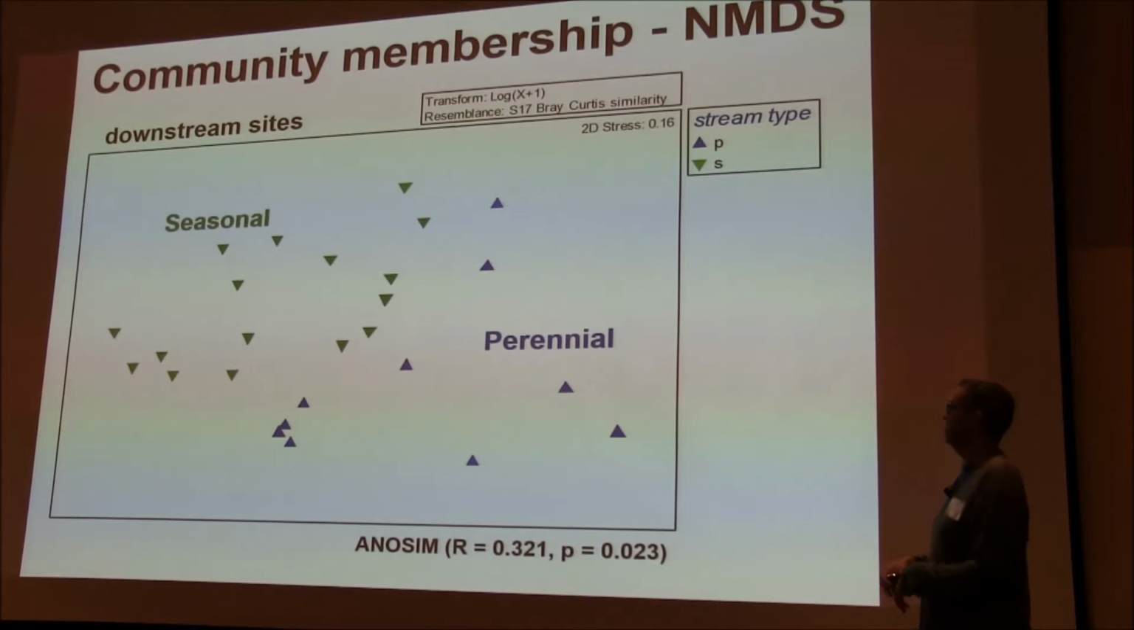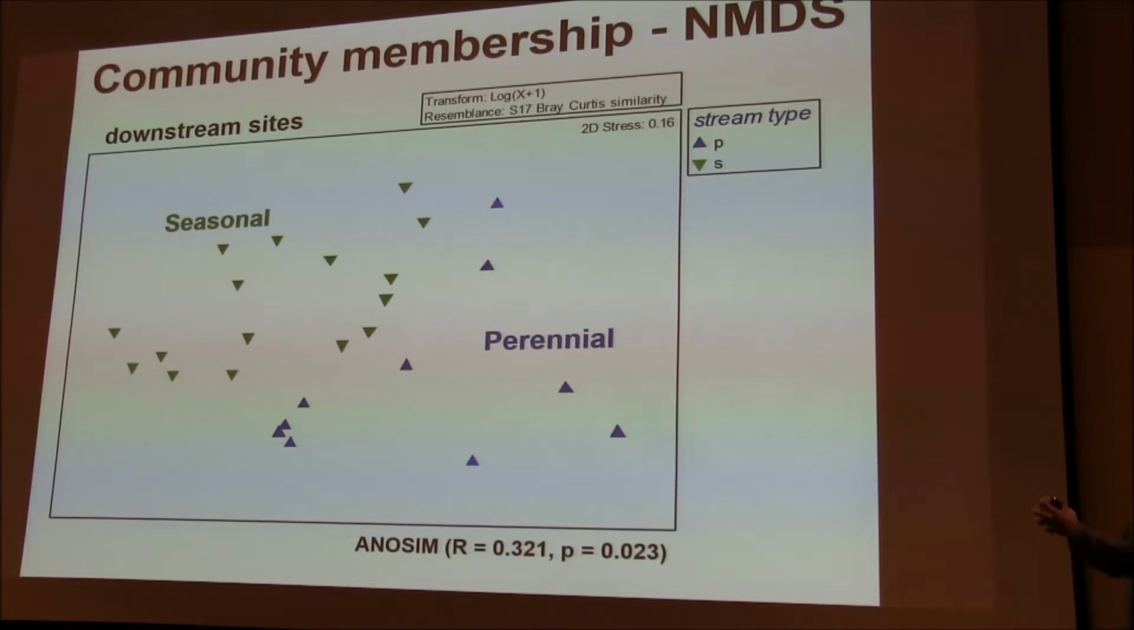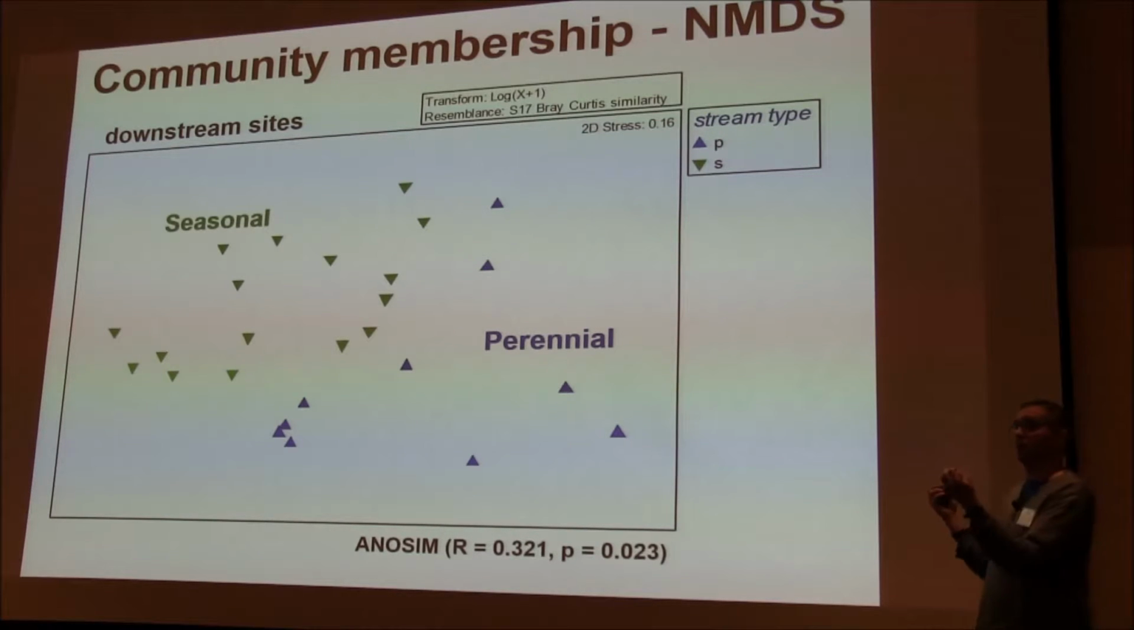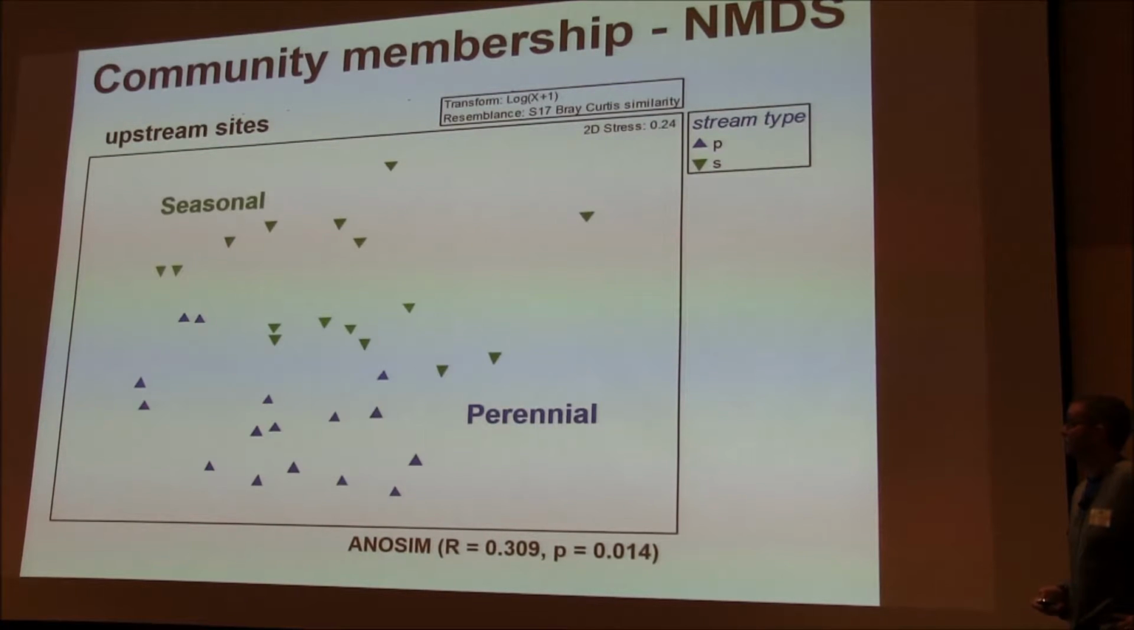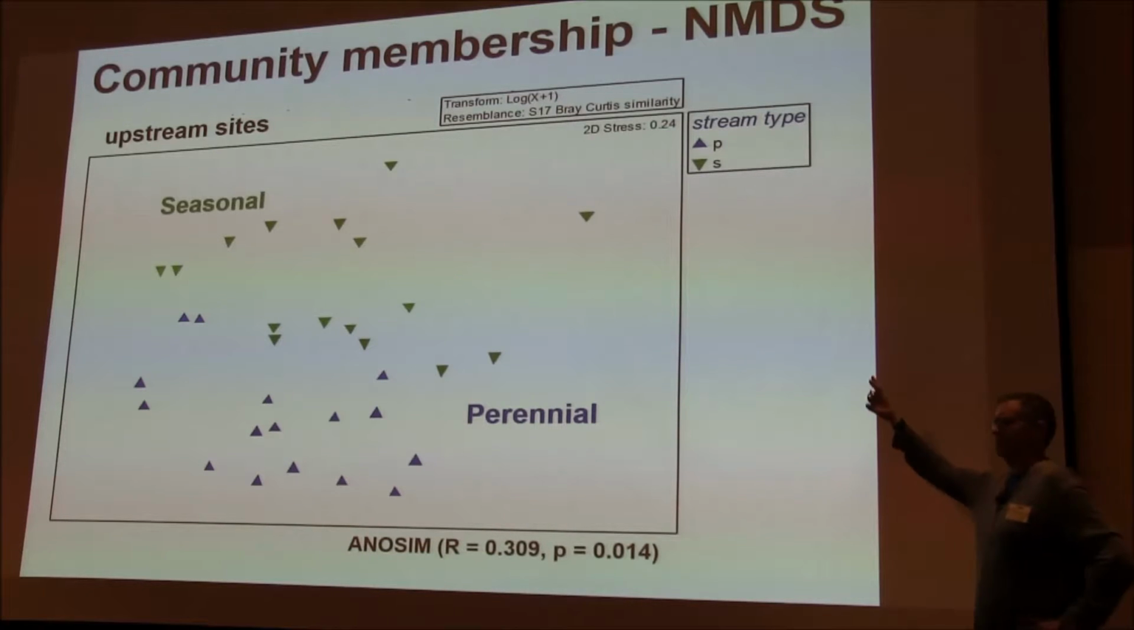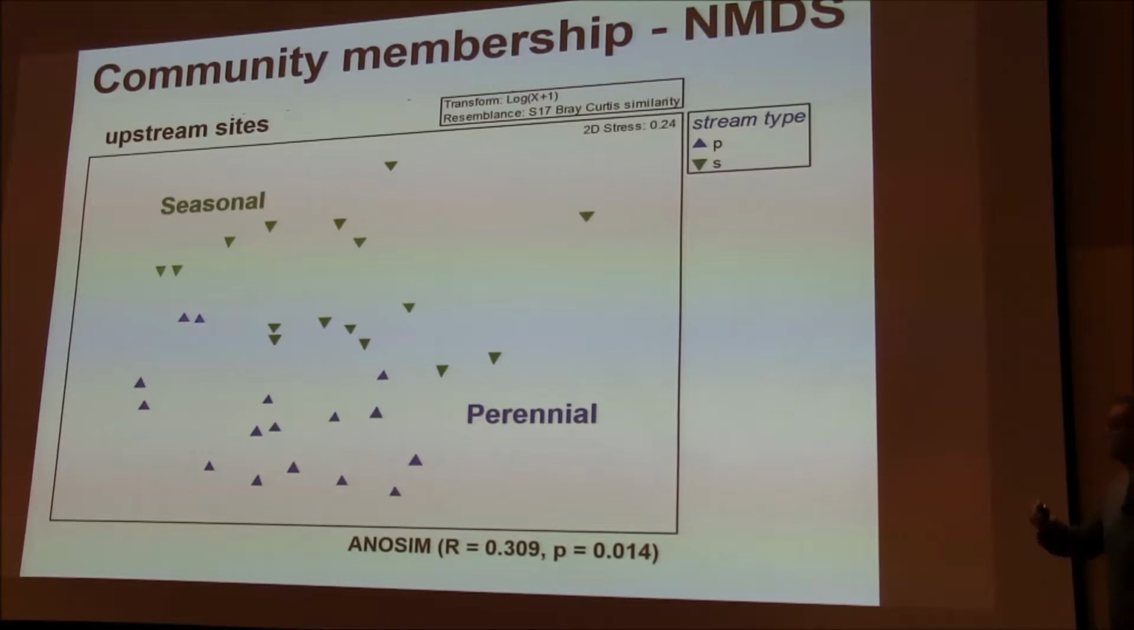and if the dots are closer to each other, that means the communities are more similar. And what you can see here is that the seasonal tributaries and the perennial tributaries locations are separated, which is significant statistically, but also significant suggesting that the community in the seasonal tributaries are very different than the community in the perennial tributaries. And this is both for the downstream and the upstream sites, although slightly different, but the difference in the placement of these doesn't really tell us that much, actually.